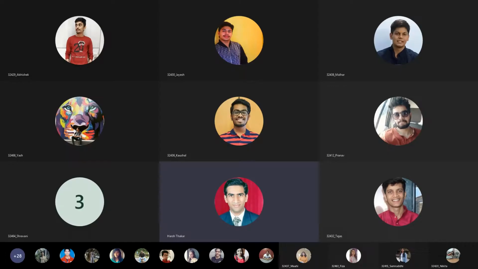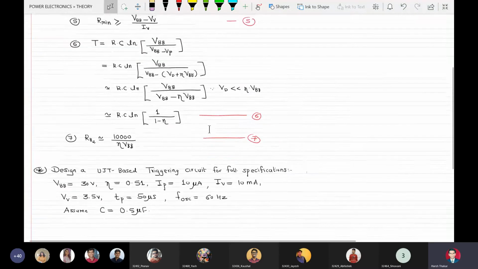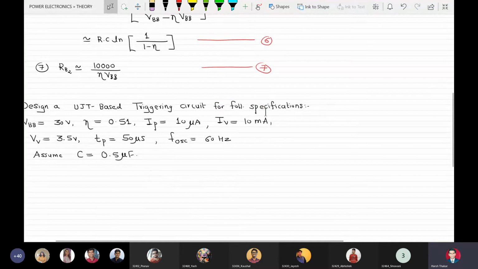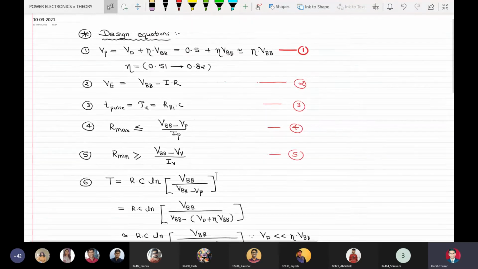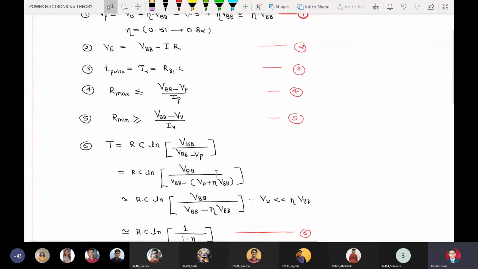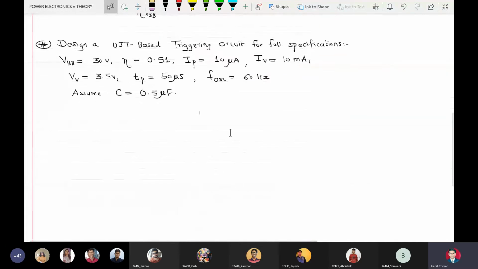So good morning. We had stopped in the last session by floating this numerical, which involved designing a UJT-based triggering circuit. In order to solve this numerical, we need to revise these design equations. We have 7 design equations which are written here, and using them with direct substitution, we can solve this numerical.